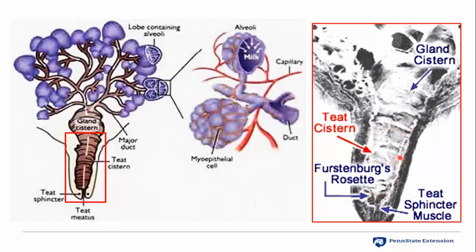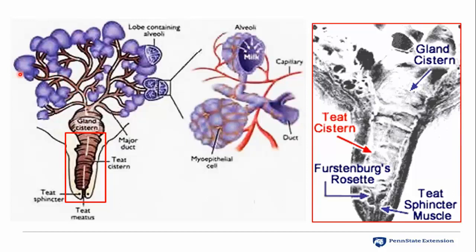So if the bacteria move through this process and get into the teat cistern, then they pretty much have a free passageway into the gland itself. If we come over to our diagram here again, we can see the gland cistern, where all these major ducts that are the pathways of milk come together.